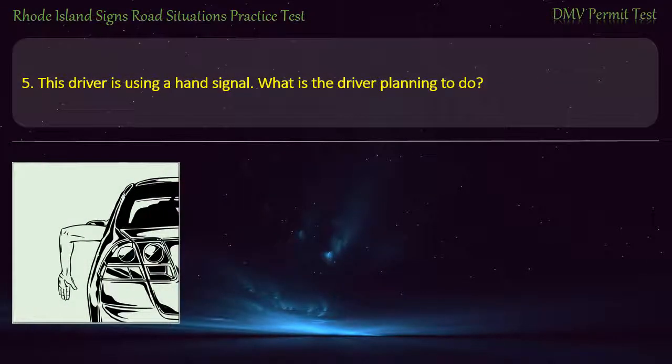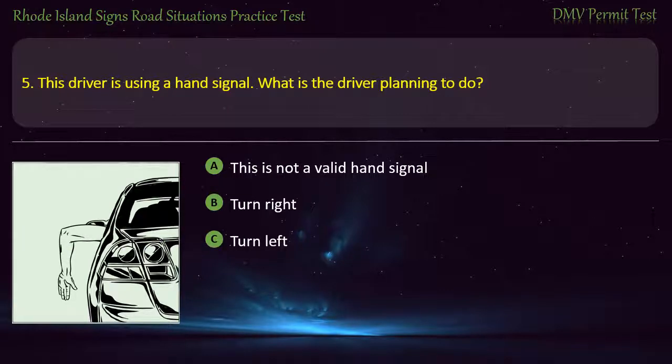Question 5. This driver is using a hand signal. What is the driver planning to do? This is not a valid hand signal. Turn right. Turn left. Stop or slow down. Answer. Stop or slow down.